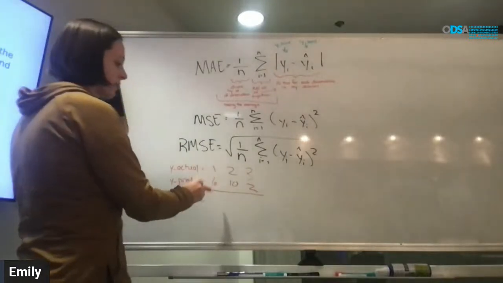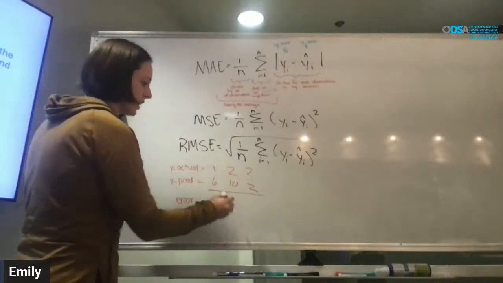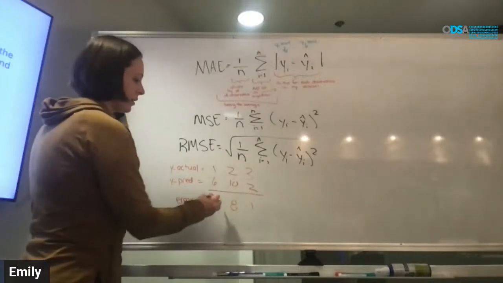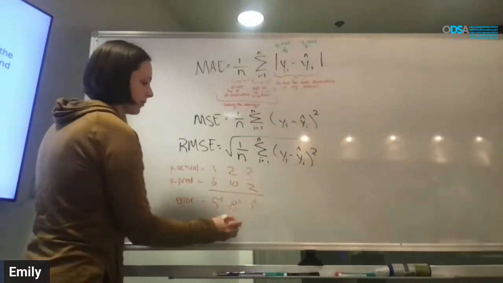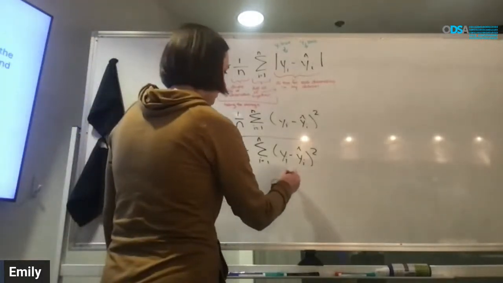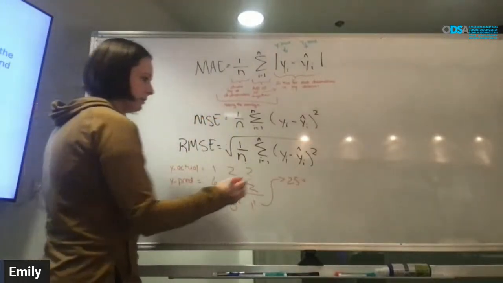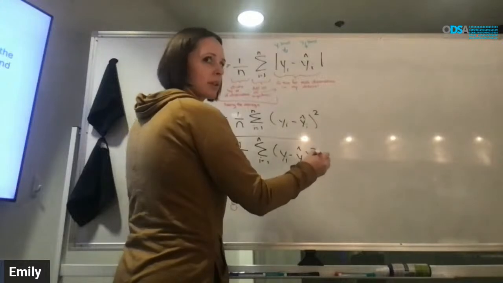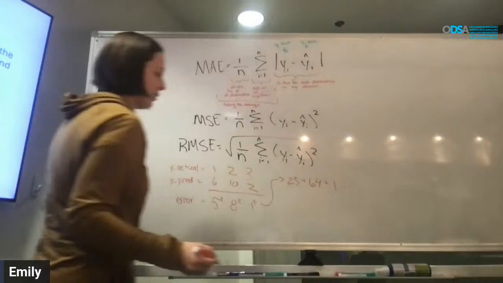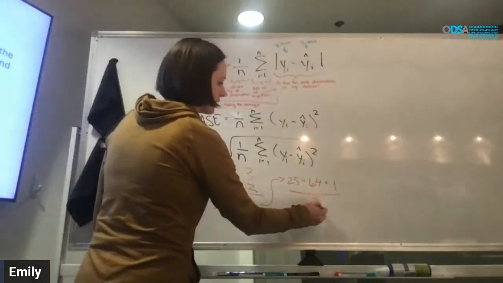The difference between 1 and 6 is 5. The difference between 2 and 10 is 8. The difference between 2 and 3 is 1. And then we're going to square all these. So 5 squared, 5 times 5 is 25, plus 8 squared, 8 times 8 is 64, plus 1 squared, 1 times 1 is 1. And then we're going to divide. We have 3, so it's divided by 3.